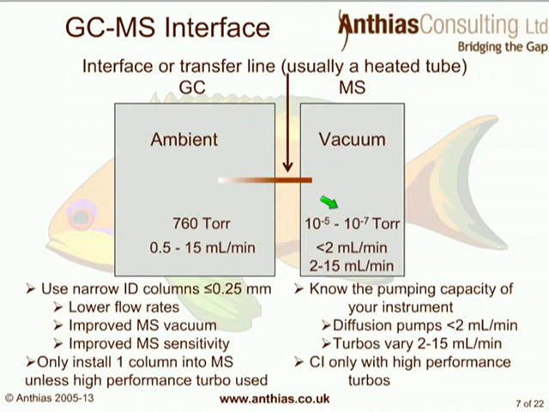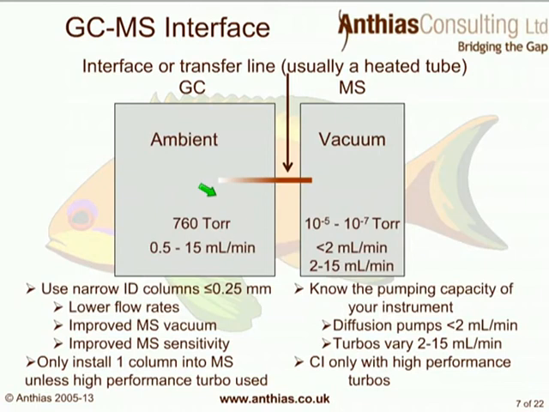The mass spectrometer, of course, though, needs a vacuum in which to operate, and this could be between 10 to the minus 5 to 10 to the minus 7 torr. The flow rates it can cope with to maintain a good vacuum could be less than 2 mils a minute if we had a diffusion pump, or between 2 and 15 mils a minute.